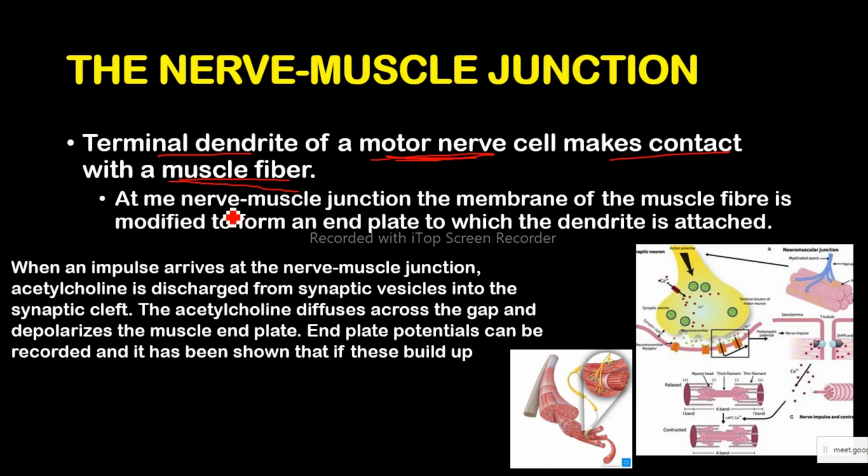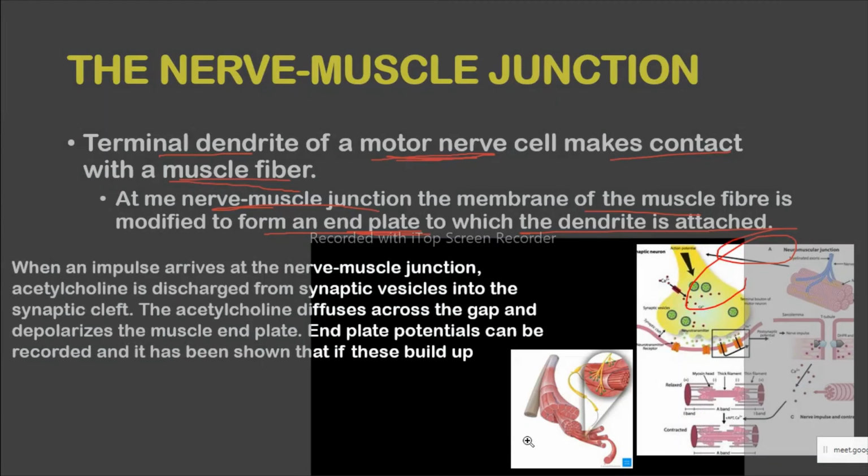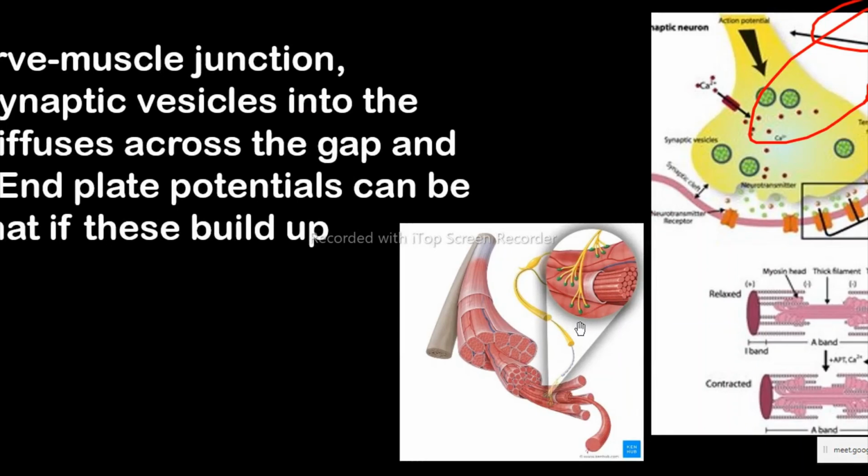Now at this nerve muscle junction, the membrane of the muscle fiber is modified to form a motor end plate, to which the dendrites must now be attached. And you can see an illustration from here. Maybe let me try to magnify for us so you can see an illustration. So basically that's how it is. So if this is your motor neuron, it makes synaptic connections with a muscle cell. Now that one is called a neuromuscular junction.